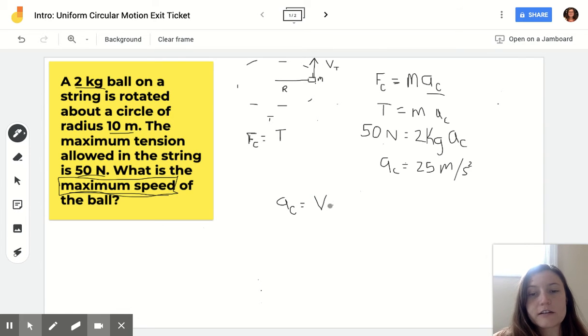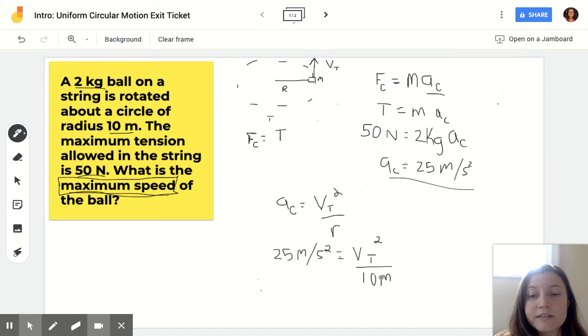We know the centripetal acceleration is equal to the tangential velocity squared divided by the radius of the circle. And lucky for us, we just found the centripetal acceleration, and we're told in the problem that the radius of the circle is 10 meters, so we just need to solve and take the square root. So I'm going to plug in for acceleration, which is 25 meters per second squared. That's equal to the tangential velocity squared, which we don't know. We're trying to find it, so we're going to leave that as a variable. We divide both sides by the radius, which is 10 meters.